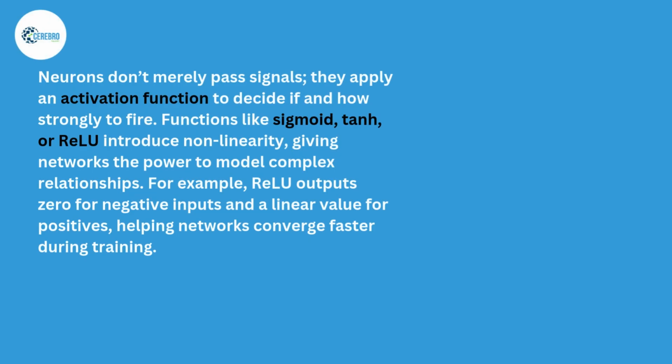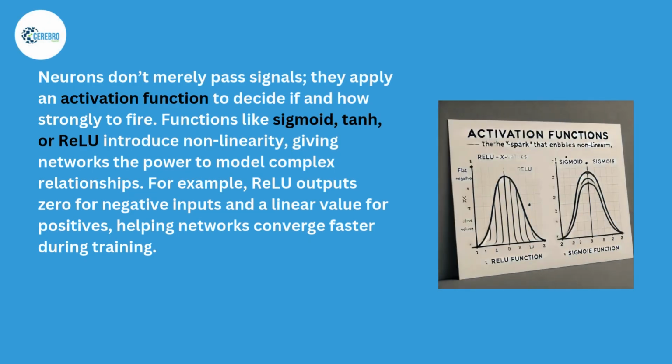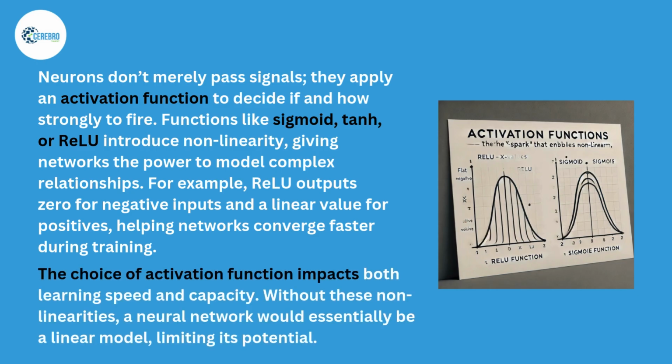Neurons don't merely pass signals. They apply an activation function to decide if and how strongly to fire. Functions like sigmoid, tanh, or ReLU introduce nonlinearity, giving networks the power to model complex relationships. For example, ReLU outputs 0 for negative inputs and a linear value for positives, helping networks converge faster during training. The choice of activation function impacts both learning speed and capacity. Without these nonlinearities, a neural network would essentially be a linear model, limiting its potential.